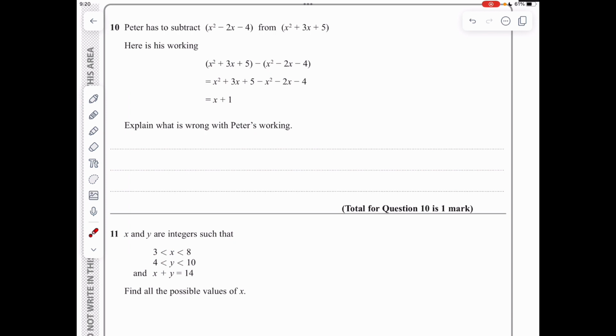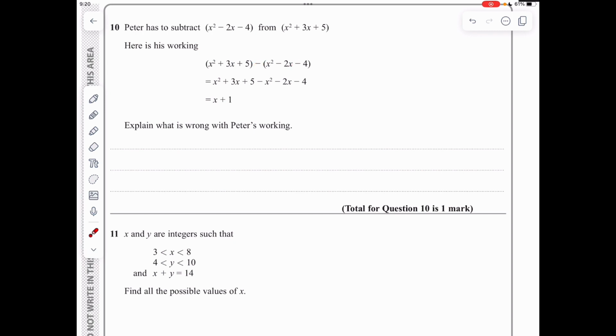In question 10, we had Peter who had to subtract x squared minus 2x minus 4 from x squared plus 3x plus 5. This is the working we've been given, and we need to explain what is wrong with this working. So if we look at what they have written here, the first line is okay. The mistake is on the second line because he has minus x squared, that's correct. But then the minus 2x and the minus 4 are wrong because we've got a minus 2x. It should have been plus 2x, and then minus 4 should have been plus 4.